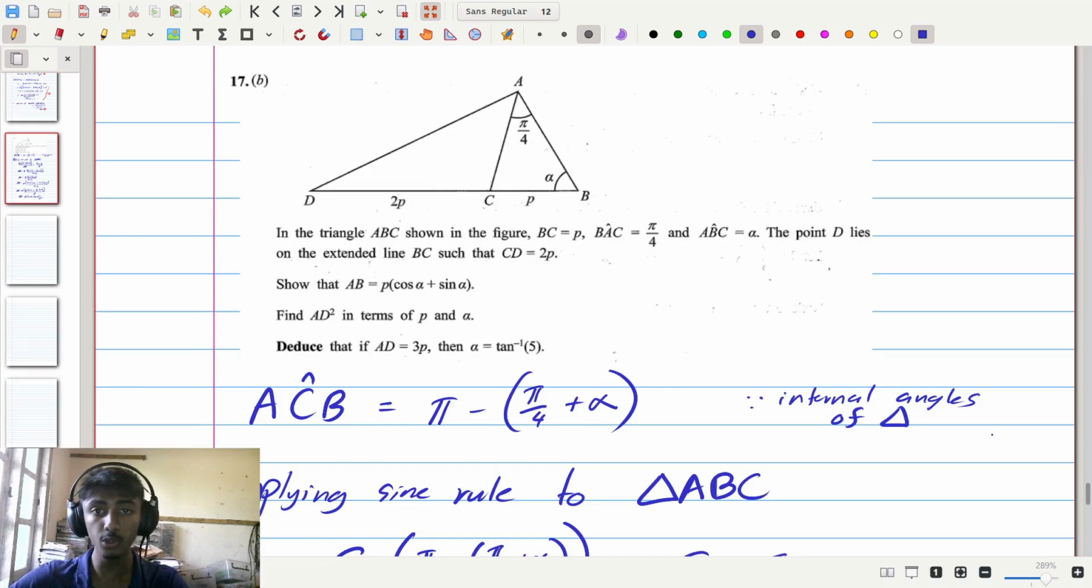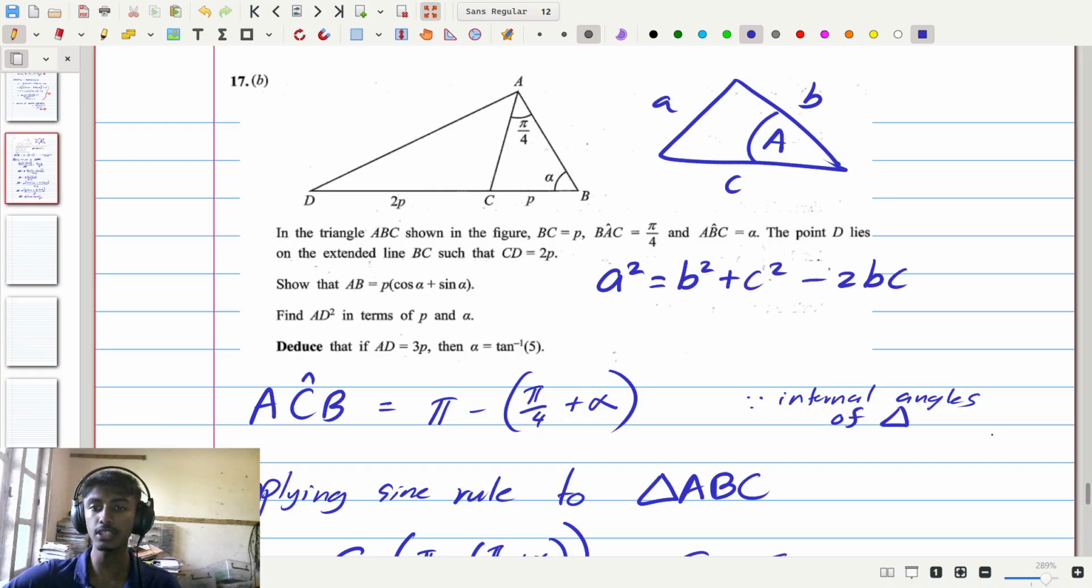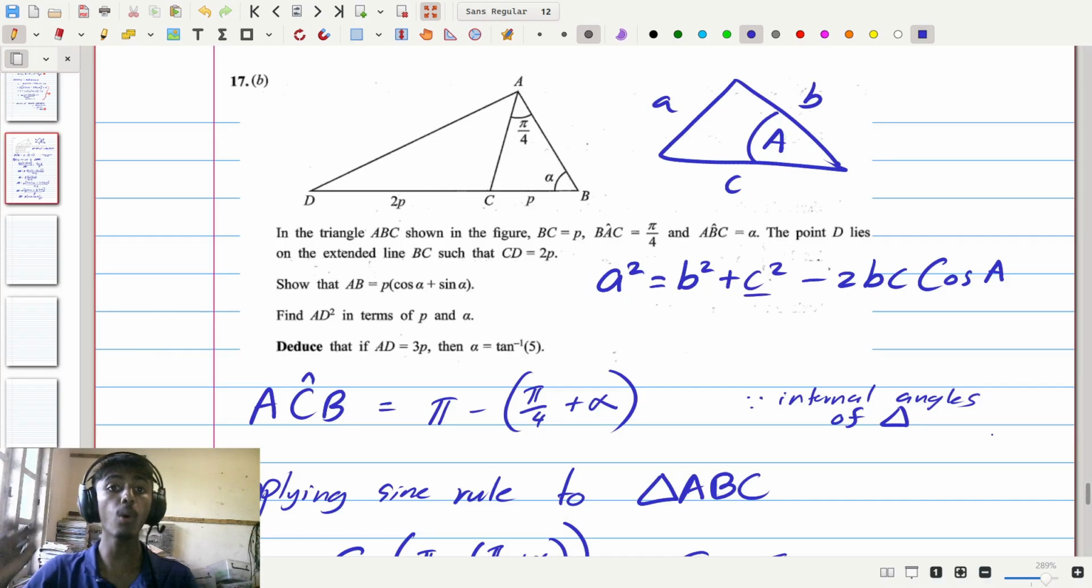Now the cosine rule states when you have a triangle with side lengths, let's say A, B and C, and we know one of the angles, in this case I'll mark this angle here, which is capital A, we can say this side length opposite to the angle squared, A squared, is equal to B squared plus C squared minus 2 times B times C times the cosine of the angle opposite to this side length, which is equal to capital A. Now in this case, if we want to find A squared, we know B and C, which are the other two side lengths, and we also need to know the angle opposite to the side length that we want to find.